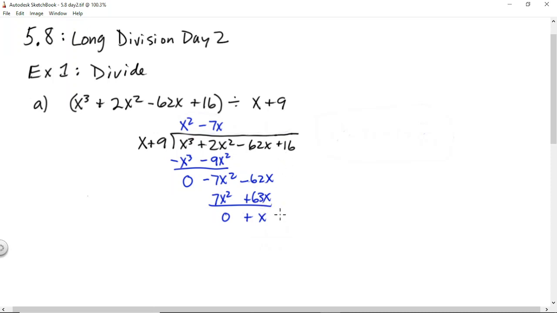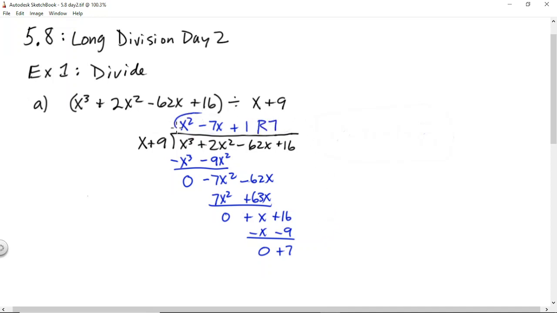Okay, now we bring down the 16. What do we multiply times x to get x? That is, we take this divided by this. So that is 1. And take 1 times x plus 9. And we get x plus 9. But, of course, we write down 1 times x is x. We write negative x. 1 times 9 is positive 9. We write negative 9. Then just add vertically, and we get 0 plus 7. There's nothing left to bring down, so that's it. It's 7. And that's our remainder.